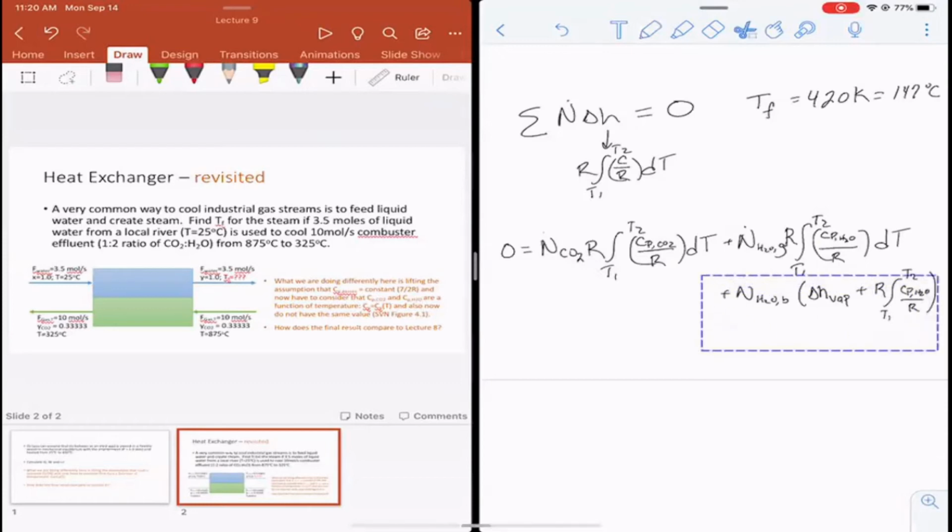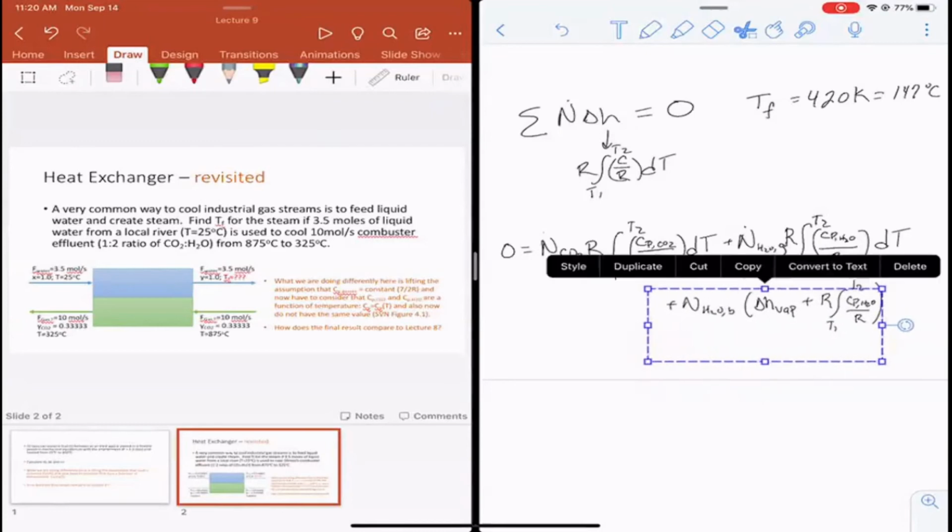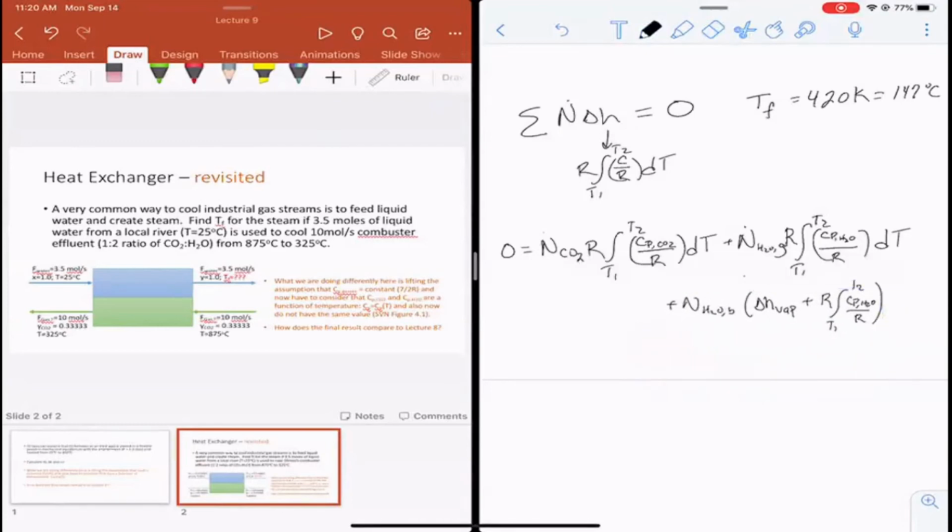I'm running out of room a little bit here, so let me clean this up a little bit. Okay. All right. So before I move on, is this okay? Does this make sense? It's pretty similar to what we were doing last time. All right. So I have this equation. Now what am I going to do?